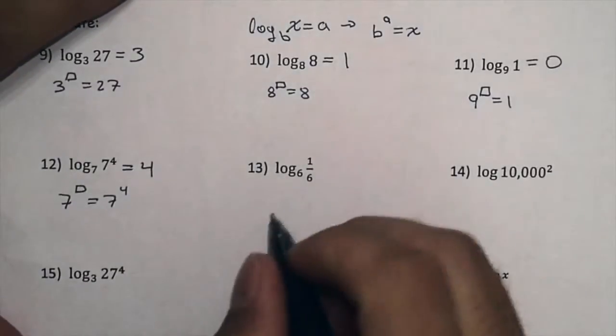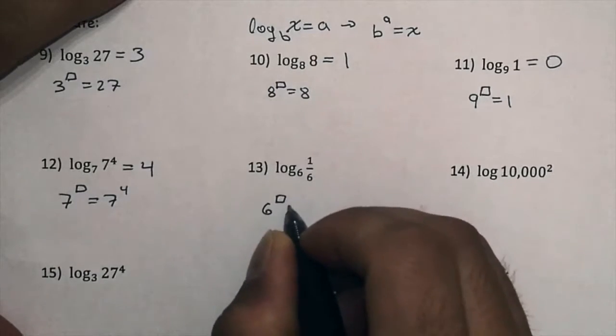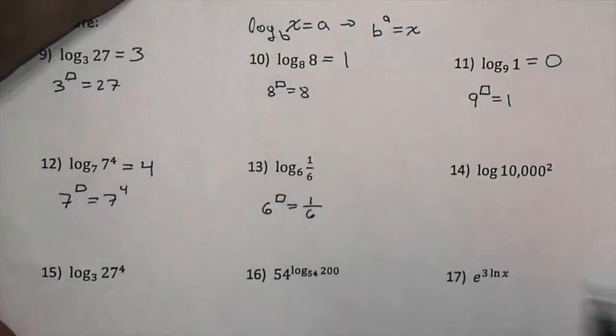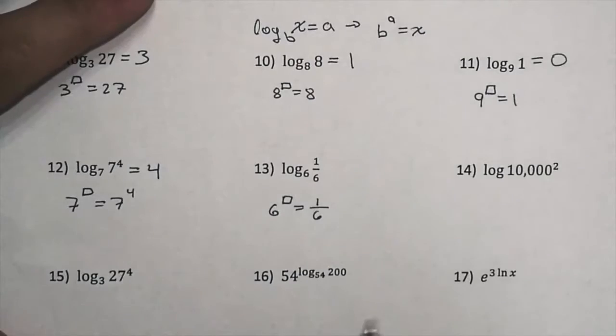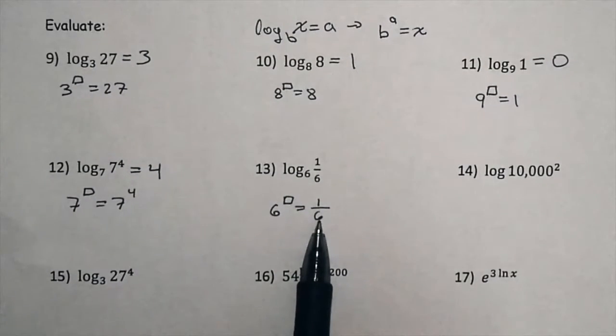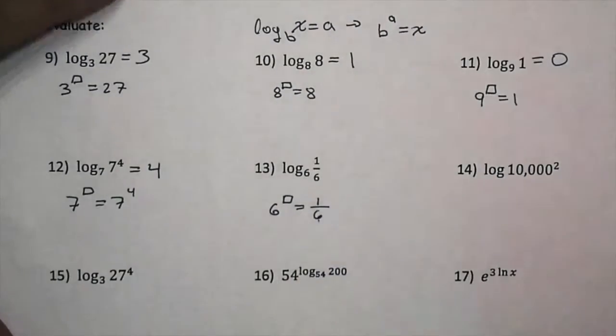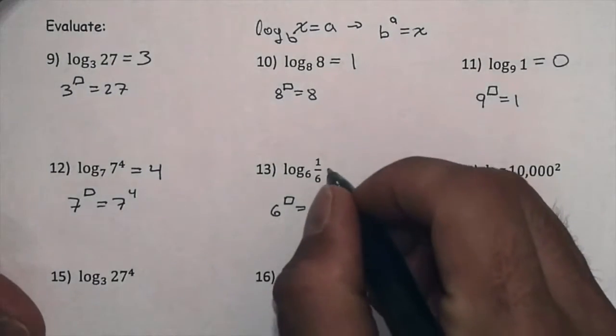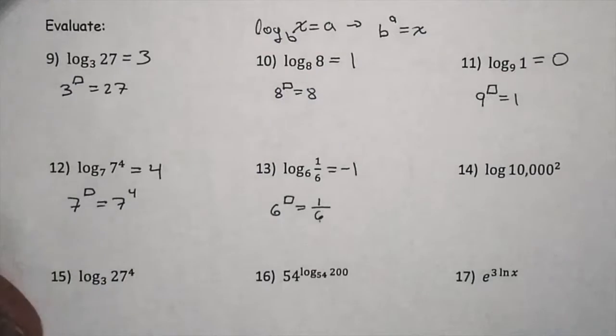Number 13, we have 6 to the power of what equals 1/6. So whenever it's a fraction, just look at the denominator. So 6 to what power is 6? 6 to the power of 1. To make this a fraction, it has to be negative. So this is just negative 1.